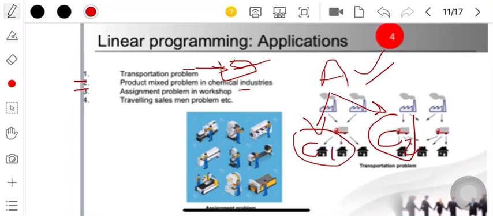Now we have assignment problems in the workshop, where we have various machines and various workers. We have to assign various workers to various machines, or we can say there are various jobs which have to be processed on various machines. So what is the optimal sequence so as to minimize the processing time? We can formulate it as an assignment problem, and using standard methods like the Hungarian method we can solve this problem. And the traveling salesman problem I have already discussed.